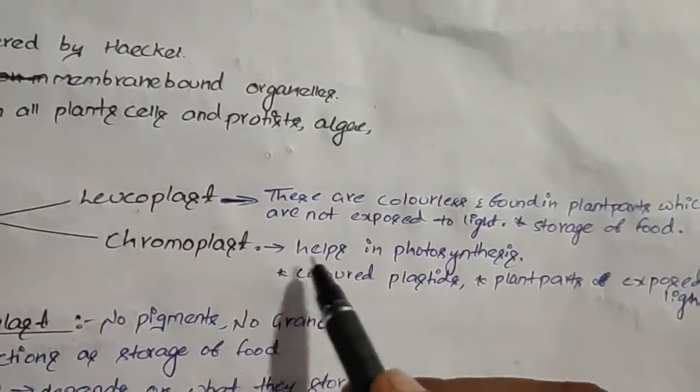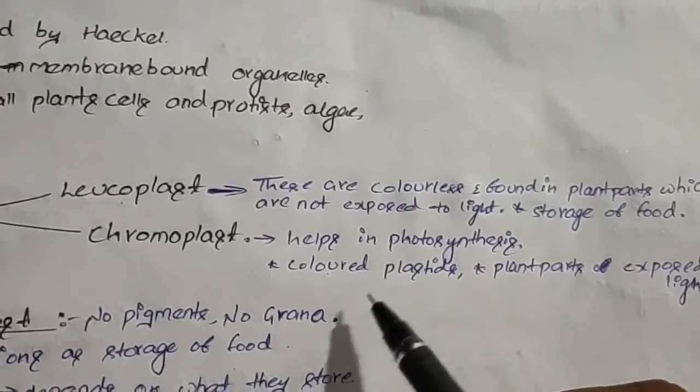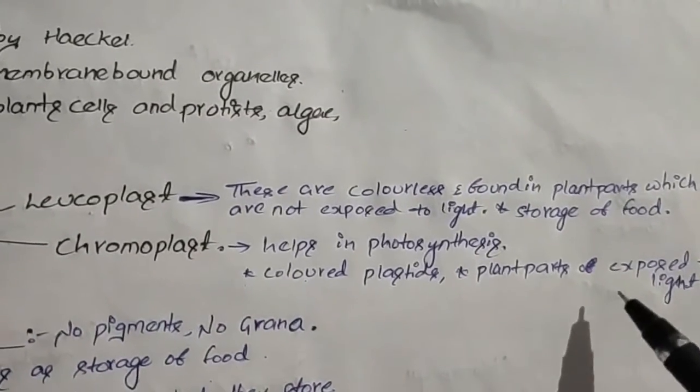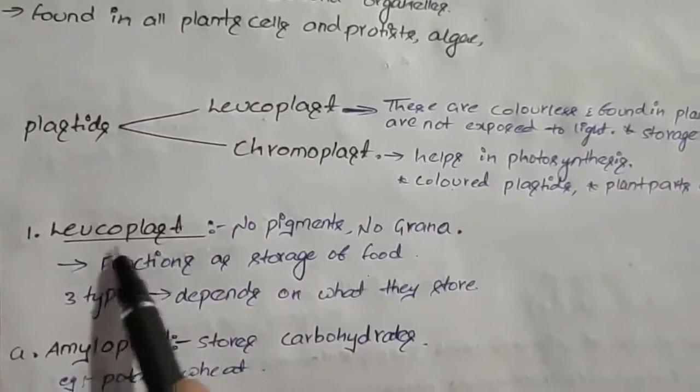And chromoplast is a colored plastid, because it contains pigments. It is present in plant cells exposed to light, and it helps in photosynthesis. Now the leucoplast.